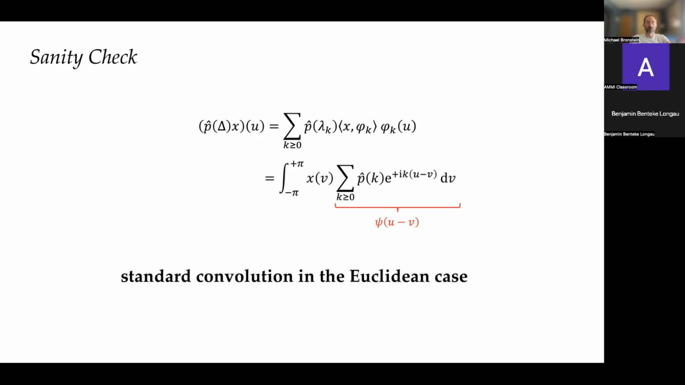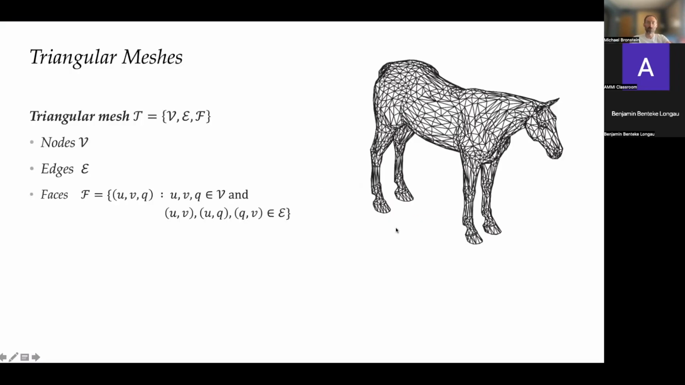Okay, so I see that I'm slightly over time, so let me try to rush through the discretization of manifolds. We discretize them as meshes. A mesh is what is called a simplicial complex. Graphs are simplicial complexes. They have simplices of dimension 0, which are nodes, and simplices of dimension 1, which are edges. Meshes also have simplices of dimension 2, which are triangular faces. This is how they are defined.